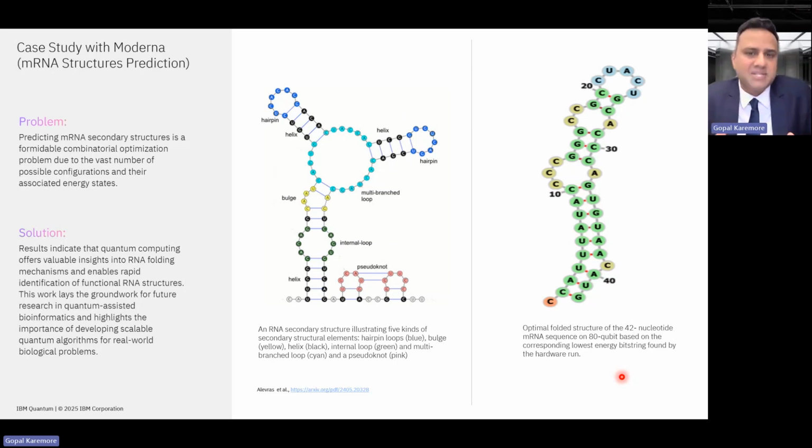But there are some challenges to do this one. And the challenges are stability, for example, developability, right? Because of nanolipid particles and stuff like that, and immunogenicity. And all these factors depend on how accurately you can describe your secondary structure. For example, hairpin, helix, multi-branch loop, bulge, and pseudoknots. And normally software like AlphaFold 3 struggles to get such secondary structure accurately. So we have proposed how one can use quantum computers. We have used a 42 nucleotide mRNA sequence on 82 qubits. Of course we use more qubits, but this was how the problem Hamiltonian was mapped onto the 80 qubit side.